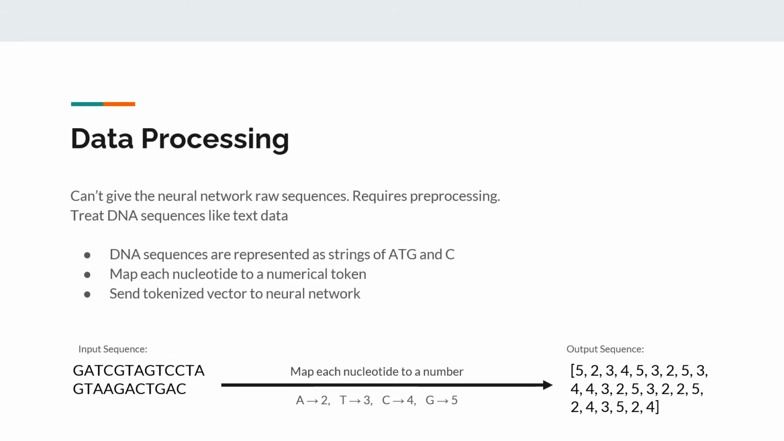We can't give the neural network raw sequences, we have to pre-process them. We're going to treat DNA sequences like text data. So we're going to take in a DNA sequence of As, Ts, Gs, and Cs. We're going to map each of those nucleotides to a numerical token, and then we're going to send that tokenized vector to the neural network.